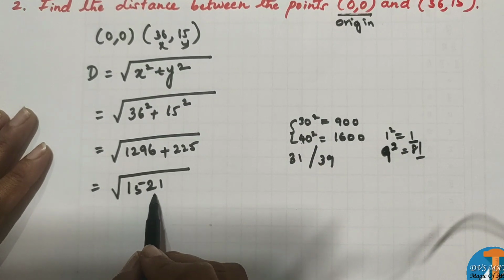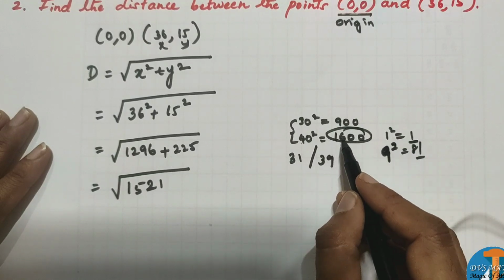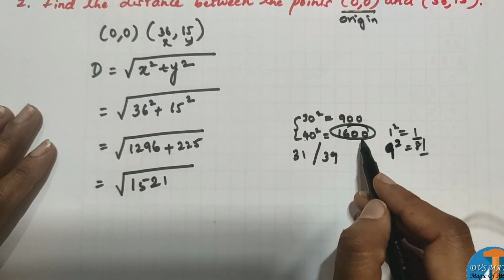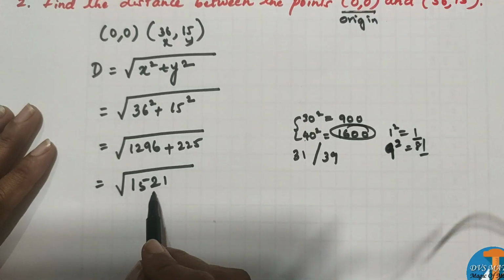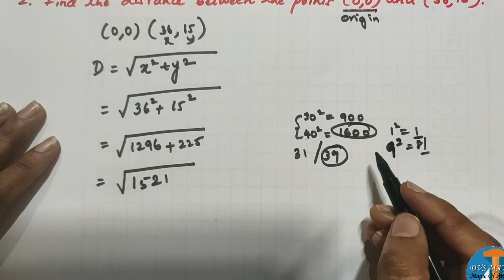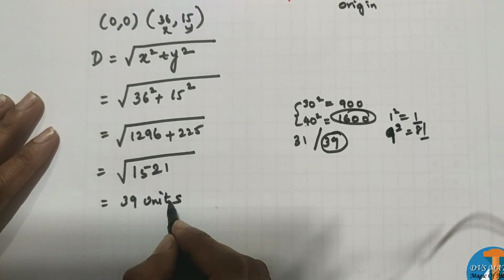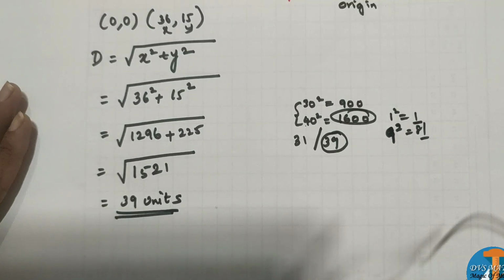Observe this 1521, which is nearest to 1600, right? Means the second number which is nearest to if we compare 900 and 1600, 1521 is nearest to 1600. So we have to consider the second number. So it is 39. So it is 39 units. The distance is 39 units.